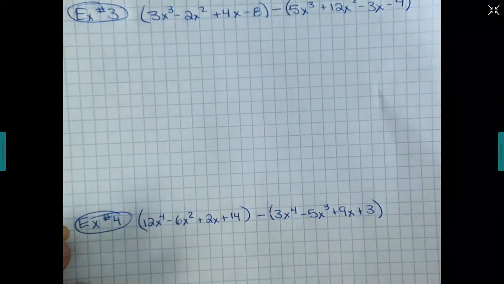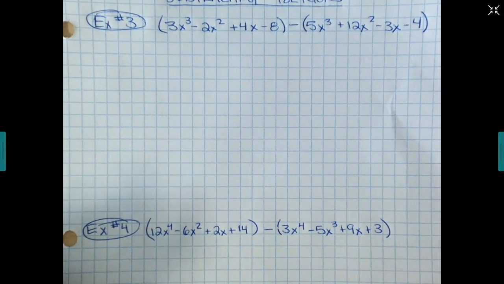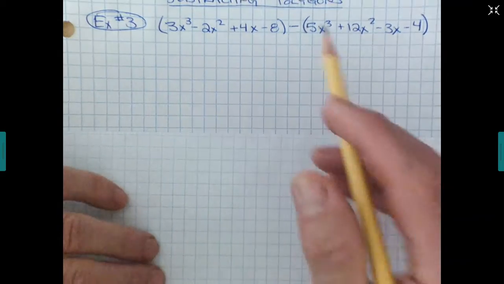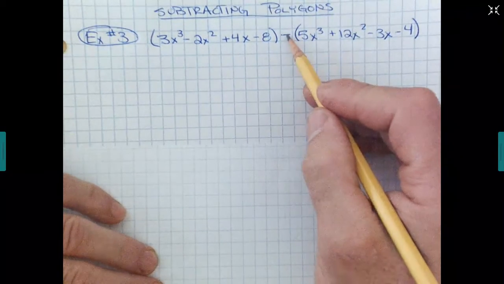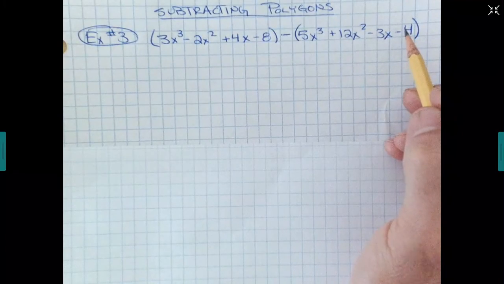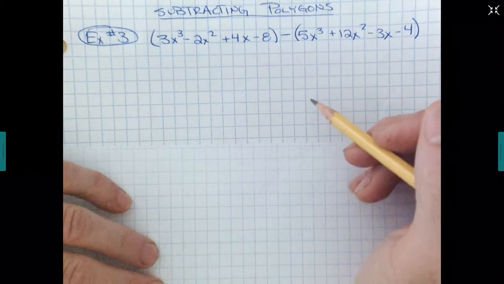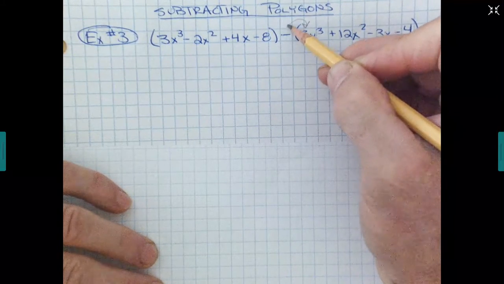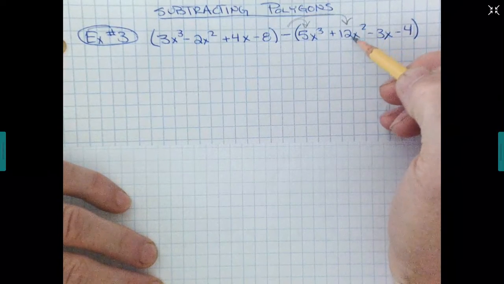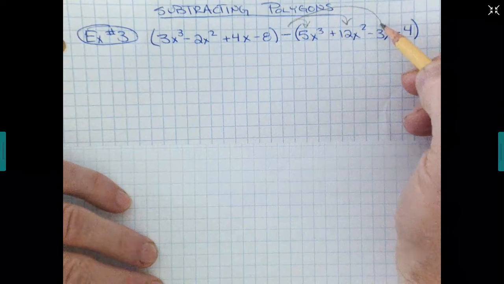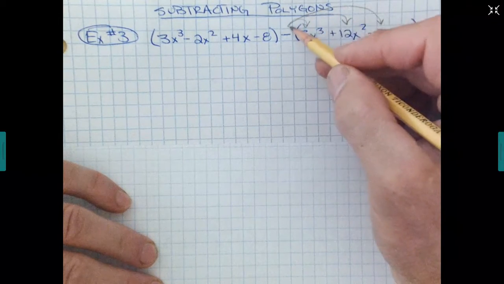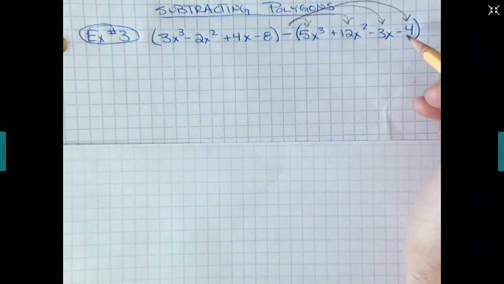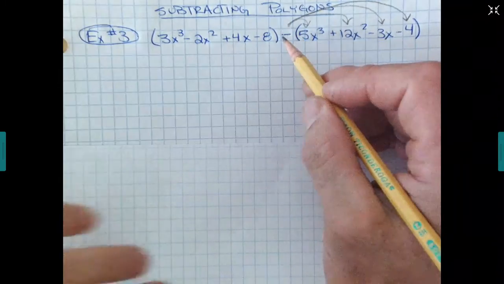Now we are going to subtract polynomials. Subtracting is just adding with one extra step, and that extra step is distributing the negative throughout the whole polynomial it's attached to. So this negative would get spread: negative 1 times 5x would be negative 5x. Negative 1 times 12x squared would be negative 12x squared. Negative times negative 3x would be positive 3x. Negative 1 times negative 4 would be positive 4. So that's what happens with this negative, with this subtraction sign.